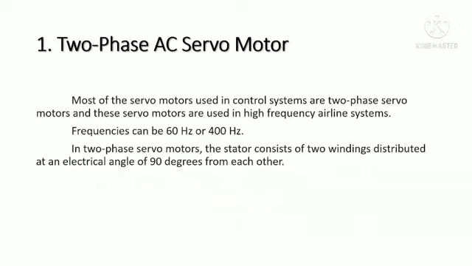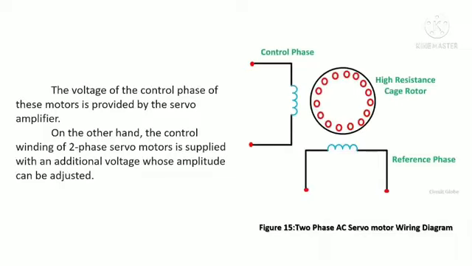Two-phase servo motor. Usually used in control systems, this motor is used in high-frequency relay systems. Frequencies can be 60 Hz or 400 Hz. In two-phase servo motors, the stator consists of two windings distributed at an electrical angle of 90 degrees from each other. The voltage of the control phase of these motors is provided by the servo amplifier.